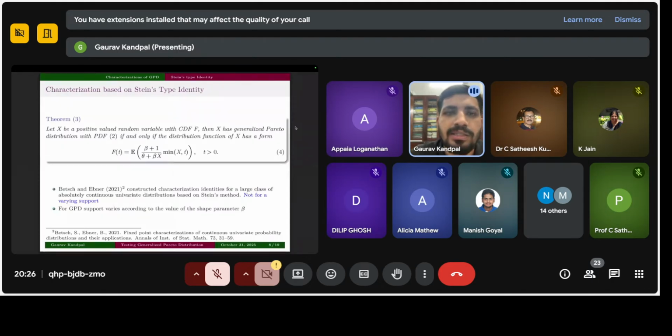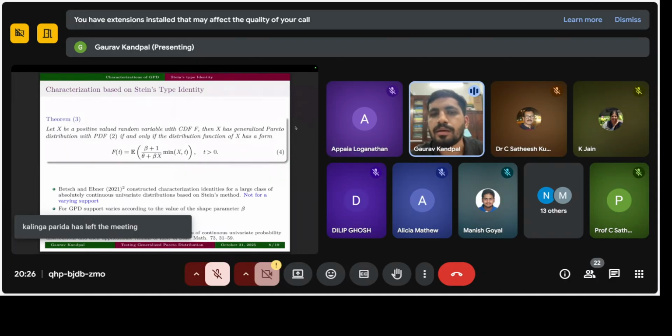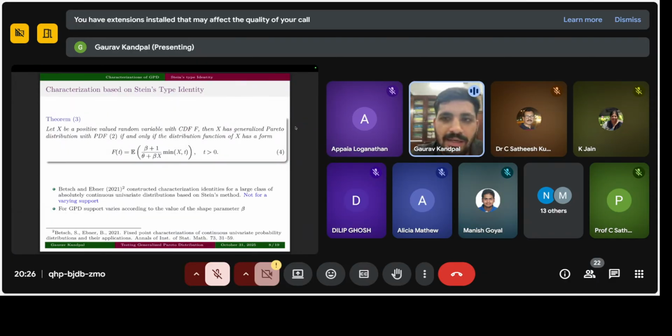Further, we have another characterization which is based on a Stein type identity. In theorem number 3, we have another characterization: let x be a positive valued random variable with cumulative distribution function f. Then x is generalized Pareto distributed with PDF as given in the previous slides if and only if the distribution function of x has the form given in equation number 4, which is F(t) equal to some expectation of (beta plus 1) divided by (theta plus beta x) into minimum of x comma t. So why is this characterization very new?